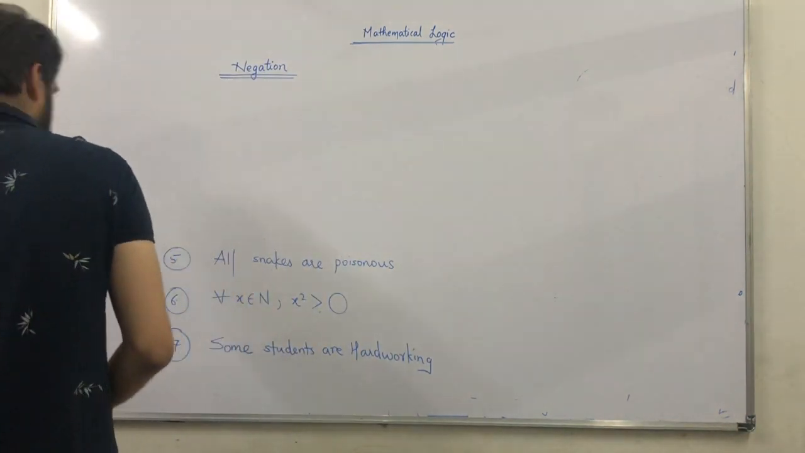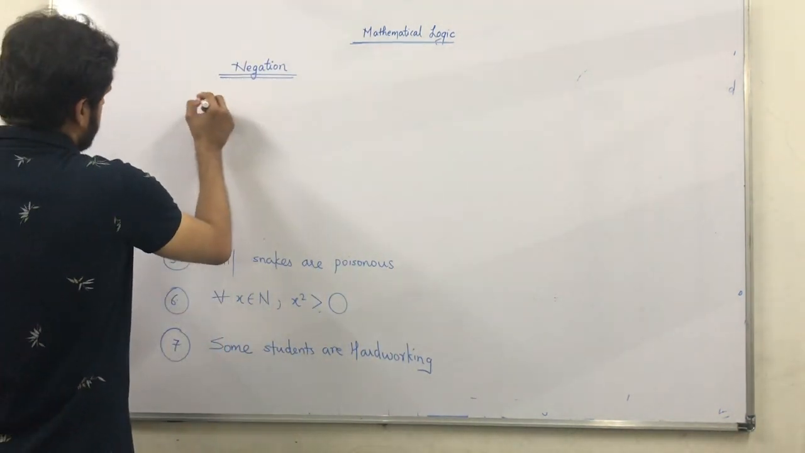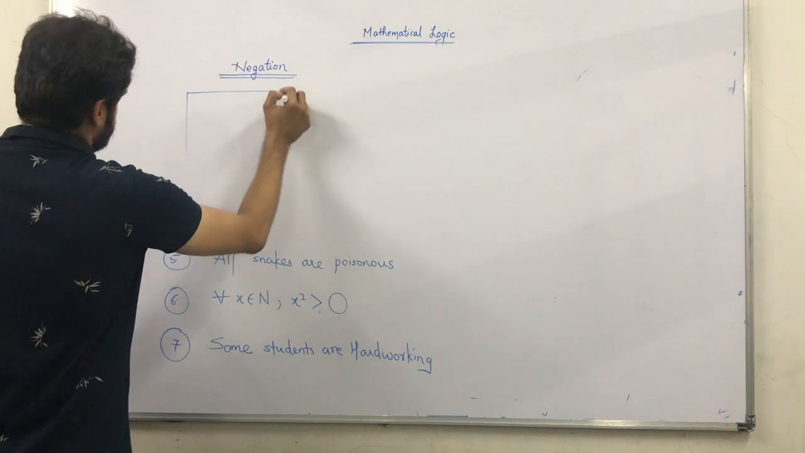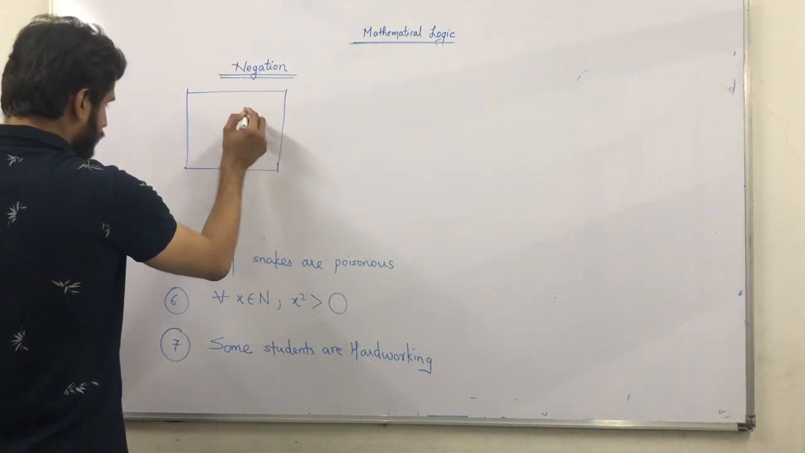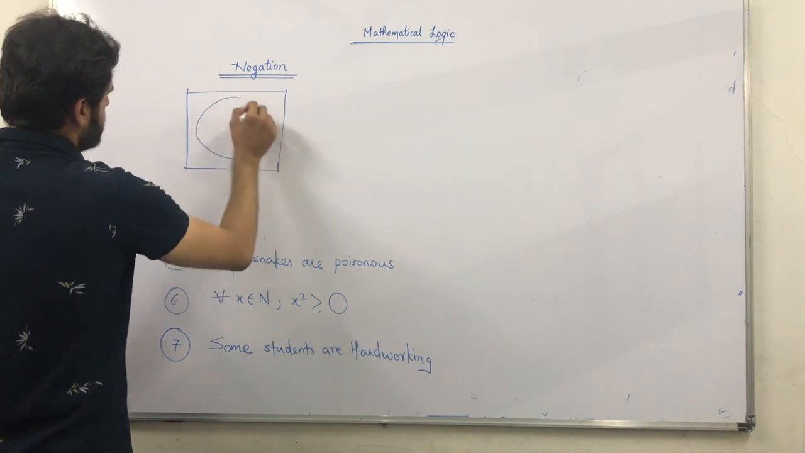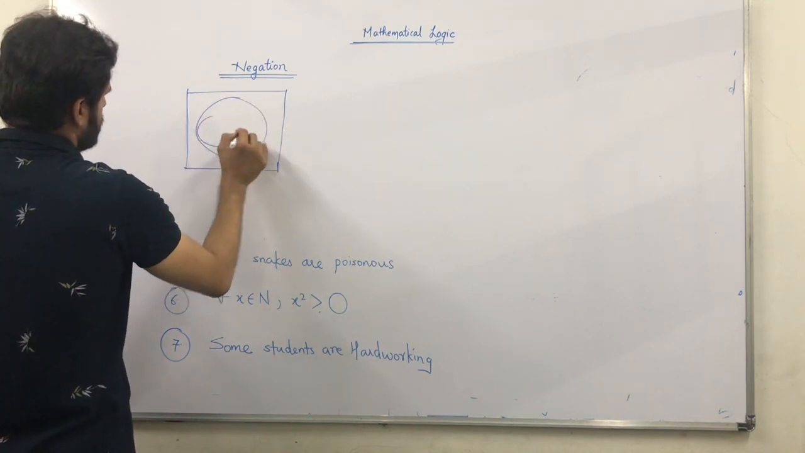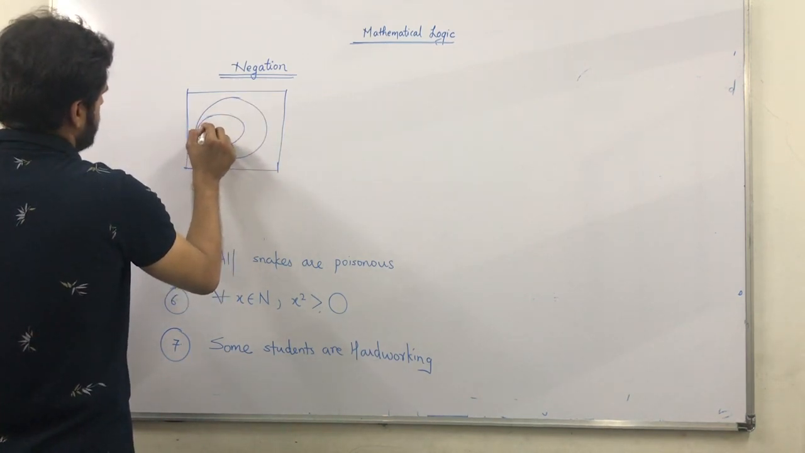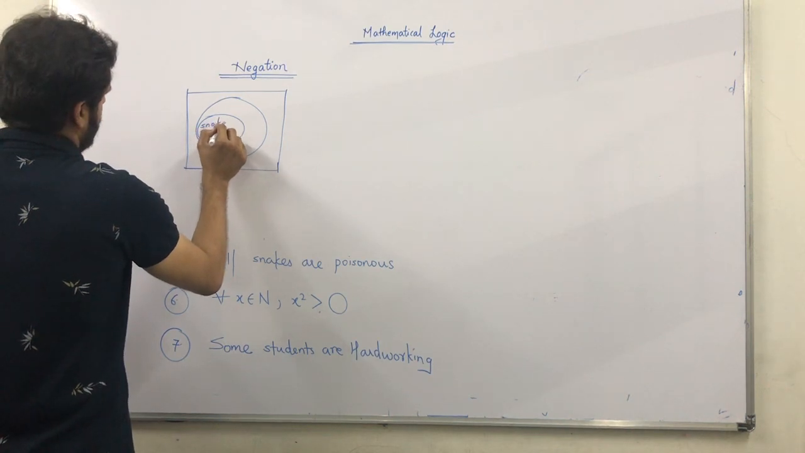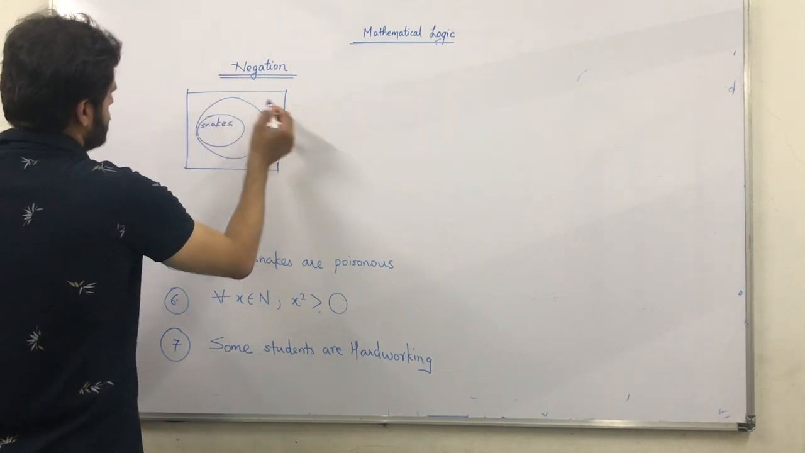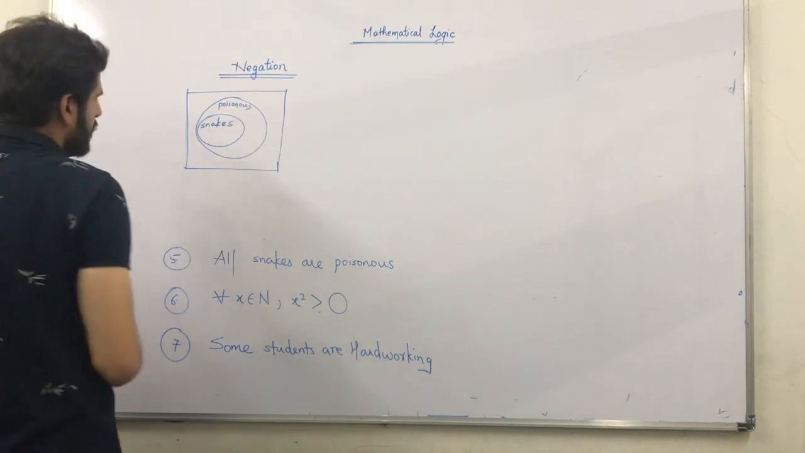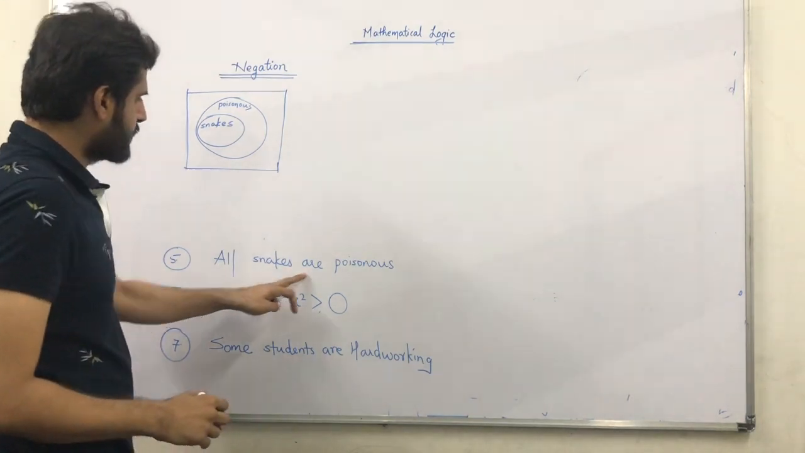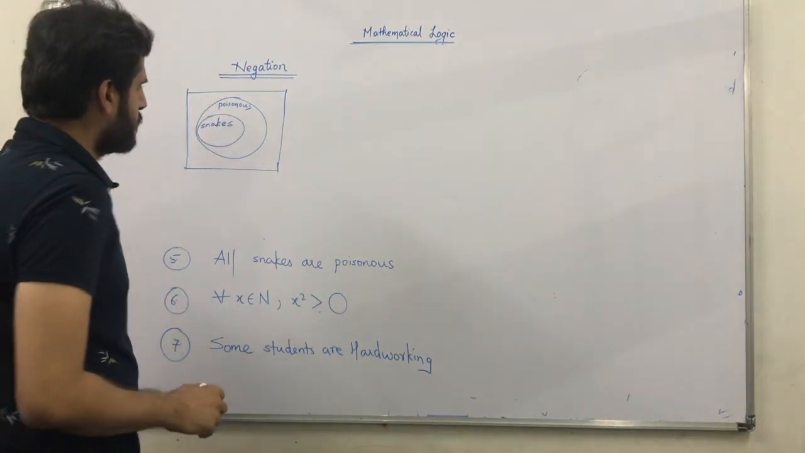Next we have: all snakes are poisonous. So we'll have to take the help of set theory here. When I say all snakes are poisonous, there is a set of snakes which will come entirely as a subset of the set of animals which are poisonous. So, all snakes are poisonous, right?